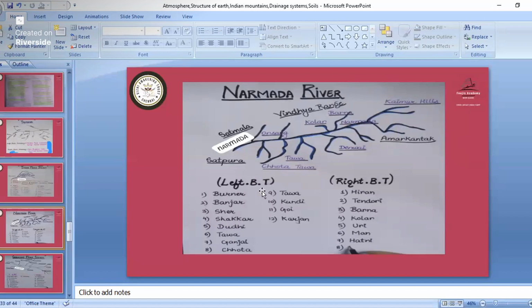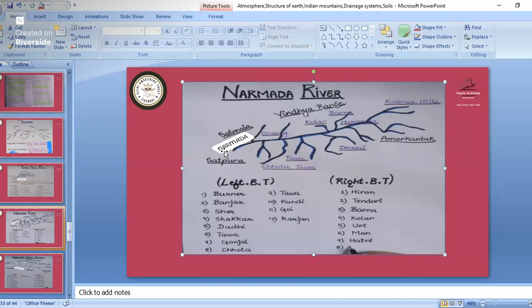The left bank tributary of the Narmada river is Tawa. In this, only Tawa is important, the others are not that important. And in the right bank tributaries, only Hinon and Tendari are important. Others, okay, if you don't remember, that is also okay. But you must know about this one, Tawa river.